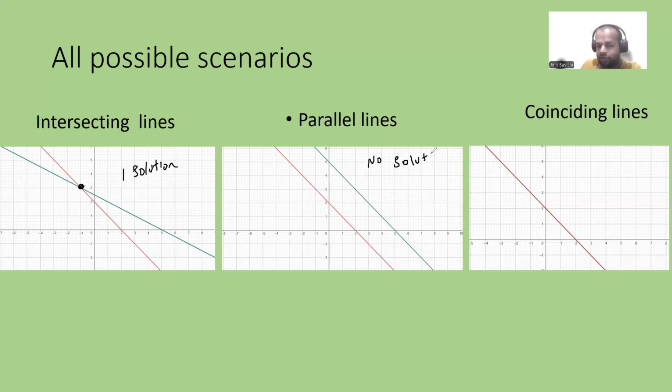This is one solution. This is no solution. And the third one is the most interesting of all because they are coinciding lines. Coinciding lines technically are overlapping at each and every point. So you have two lines which are completely overlapping each other and look like one line, but actually are two different lines. Now this has infinite solutions. So infinite solutions are only possible when two lines are completely overlapping, and this is possible when you have a condition. So we're going to look at the condition, what makes the lines intersecting or parallel or coinciding. Let's have a look at that.